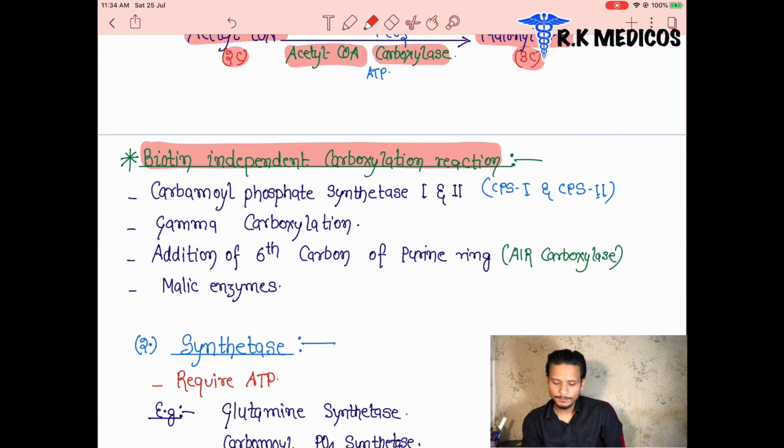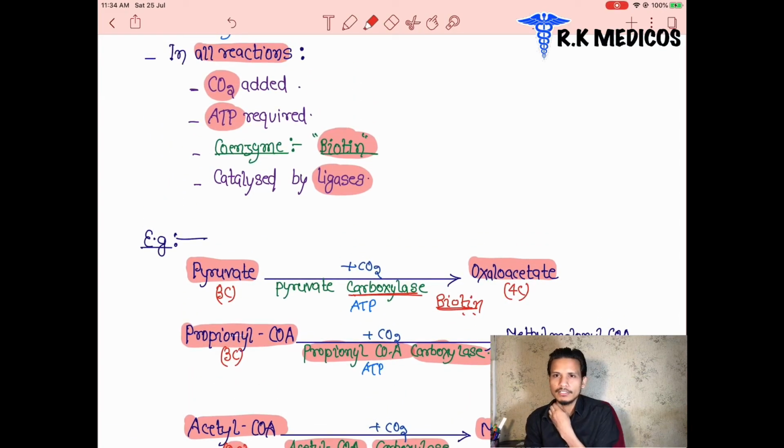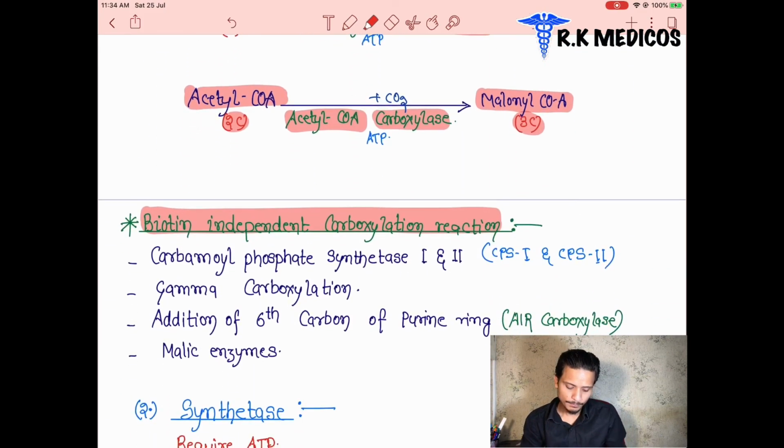We have to learn by heart all these reactions that we discuss in this section. The carboxylase, synthetase, these reactions are very important in biochemistry. So you have to know where these enzymes are, what the coenzymes are, and whether they require ATP or not. So these all are important. Next, biotin independent carboxylation. In these carboxylation reactions no biotin is required.